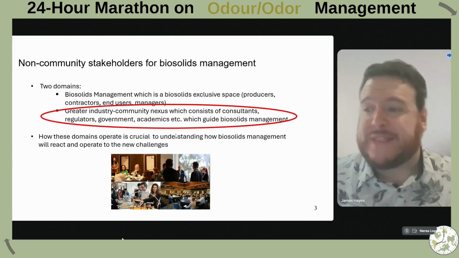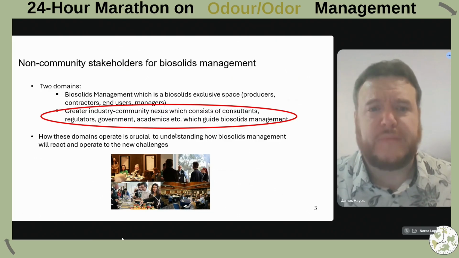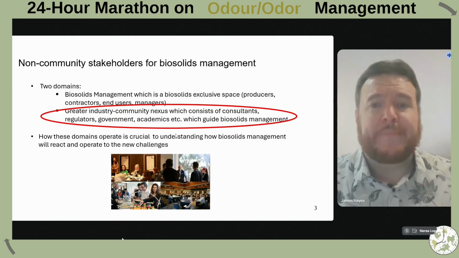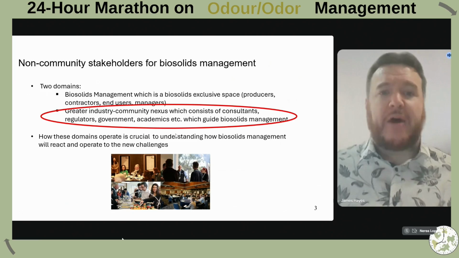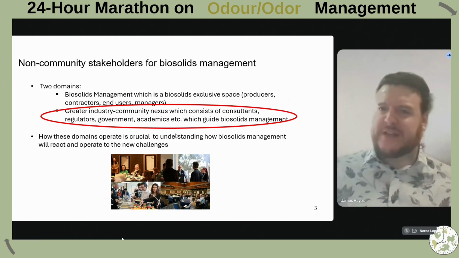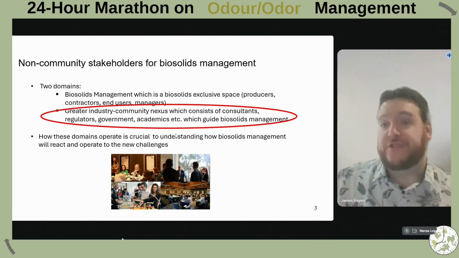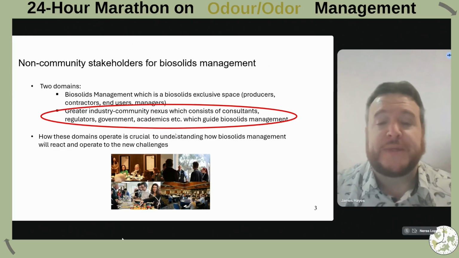We will, for this particular piece of research, be looking at the greater industry community nexus. And I think it's important that we appreciate what these domains do and how they interact with themselves, to understand how best to approach these emerging drivers and emerging considerations for biosolids management.